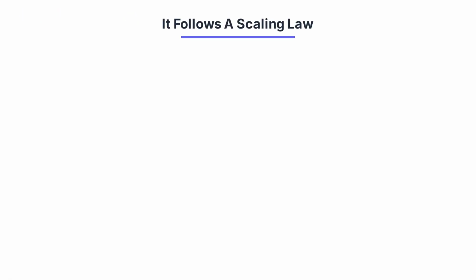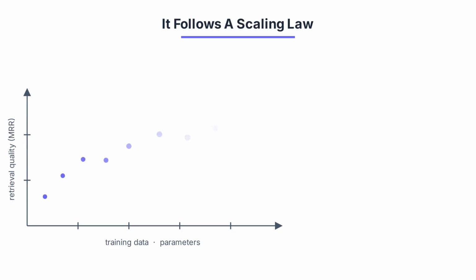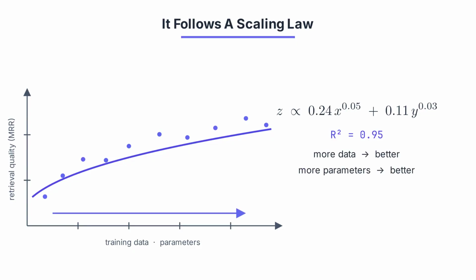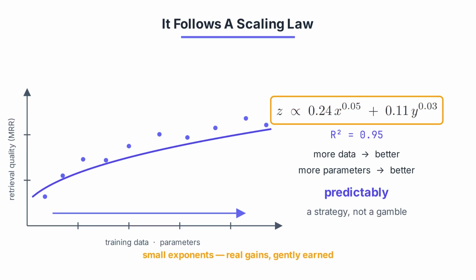One last piece of evidence, and it is the one that most justifies the word foundation. Fit the model's retrieval quality against both training data volume and parameter count, and you get a clean power law with an R-squared of 0.95. More data helps, more parameters help, predictably. That is precisely the property that turns scaling language models into a strategy rather than a gamble. Though, do note how small those exponents are.